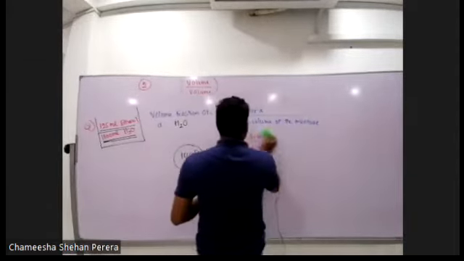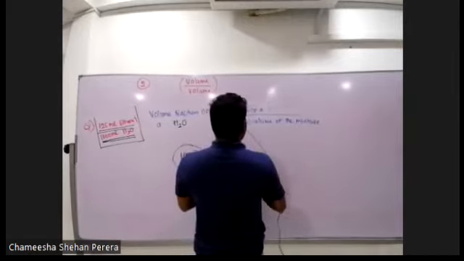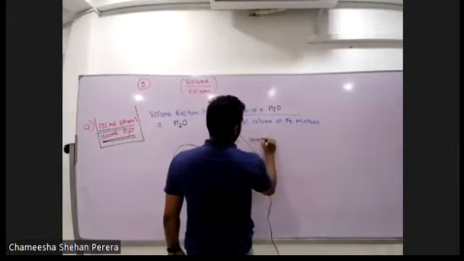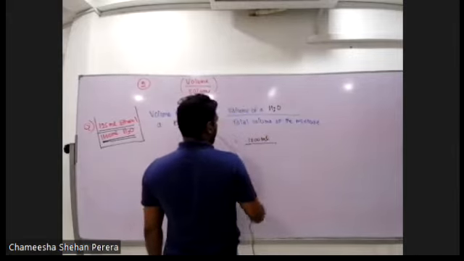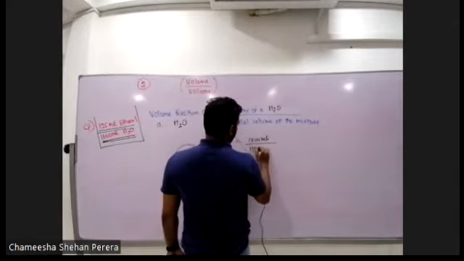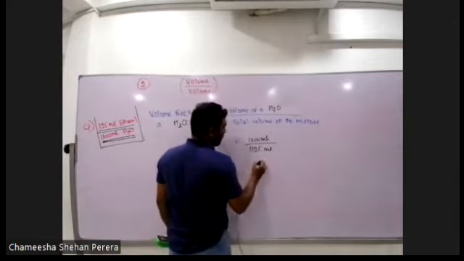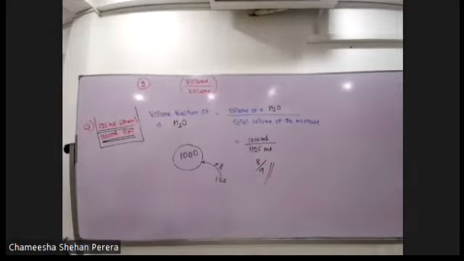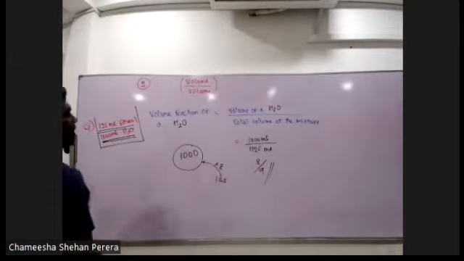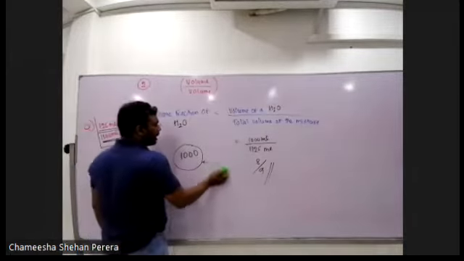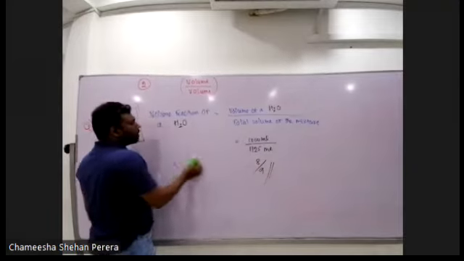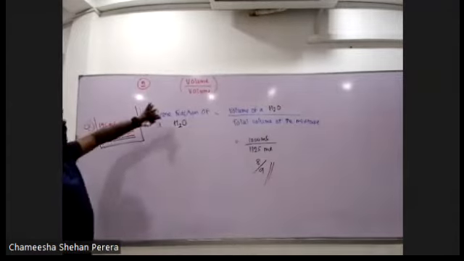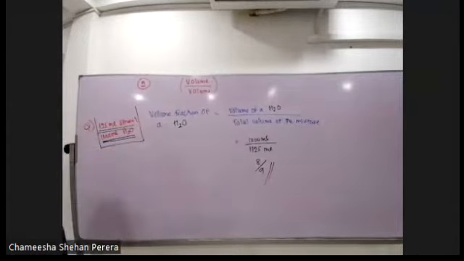Right. So the volume of water is 1000 ml, and the total volume of the mixture is 1125 ml. So for this one we get 8 over 9. So for every 9 parts, 8 of them are water, when you talk about the composition of this mixture in terms of volume basis, right?